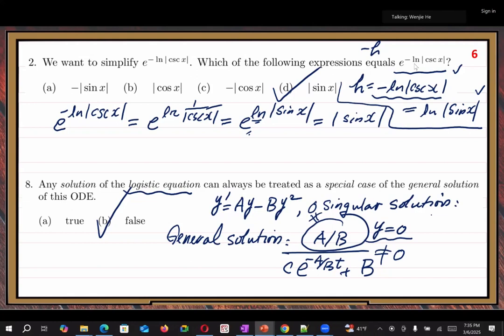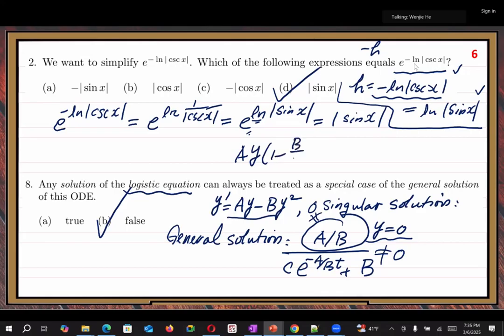Yeah, so there is another singular solution, right? Because in this one you factor out a y times 1 minus b over a y. Another singular solution, so y equals b over a.